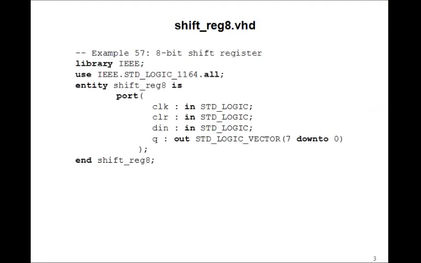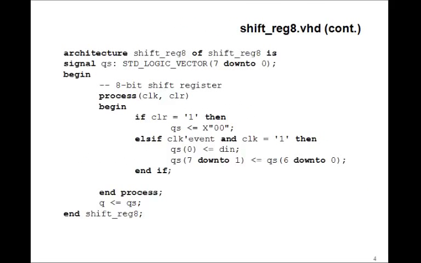So let's write this shift reg 8. It's very similar to the shift register that we've seen before. Here D in will just bring in the least significant bit of Q. So we'll make a signal QS, and we have a process with clock and clear. If clear equals 1, we'll set QS to 0. Else on the rising edge of the clock, D in gets shifted into QS0, and then QS7 down to 1 gets QS6 down to 0. So QS0 goes to QS1, and so forth. QS6 will go into QS7.